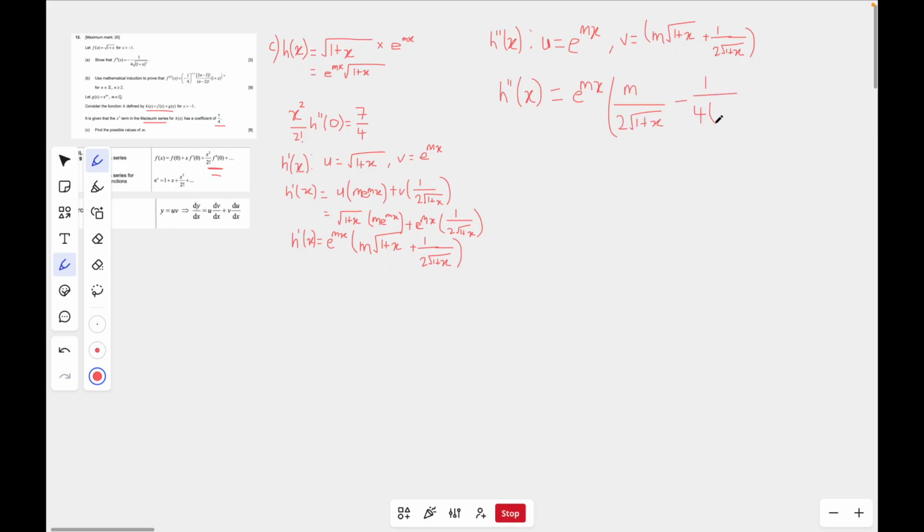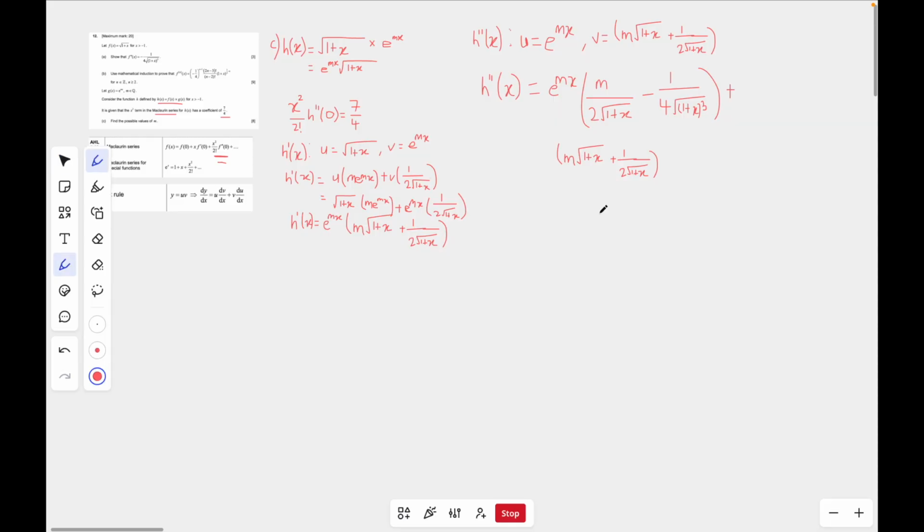Differentiating v first, we get m over 2 times the square root of 1 plus x, minus 1/4 times the square root of 1 plus x whole cubed. Differentiating u gets us m times e to the power of m times x. This means the second derivative of h of x is e to the power of m times x times m over 2 times the square root of 1 plus x, minus 1/4 times the square root of 1 plus x whole cubed, plus m times the square root of 1 plus x plus 1/2 times the square root of 1 plus x, times m times e to the power of m times x. Substituting x equals 0, we have m/2 minus 1/4 plus m plus 1/2 times m, which after further simplification yields m squared plus m minus 1/4.